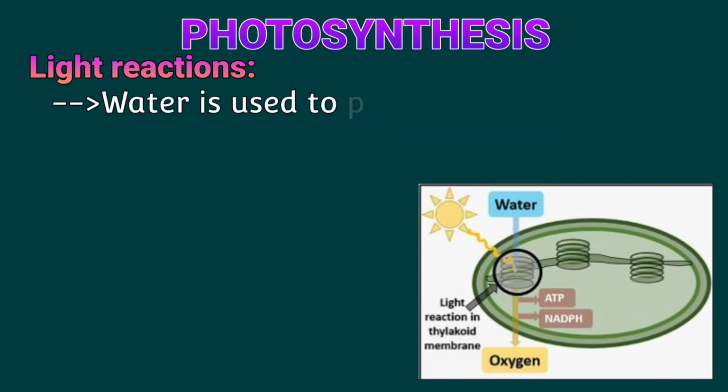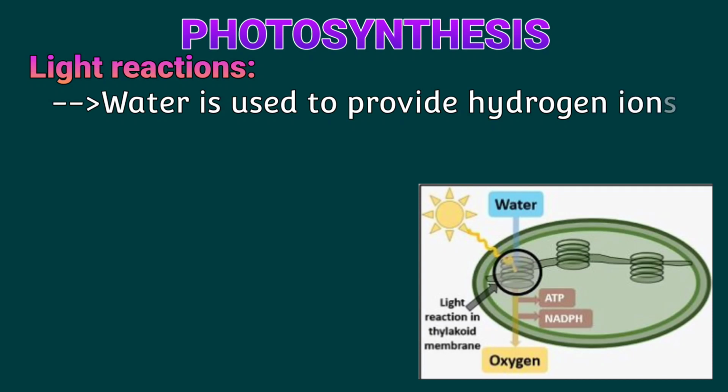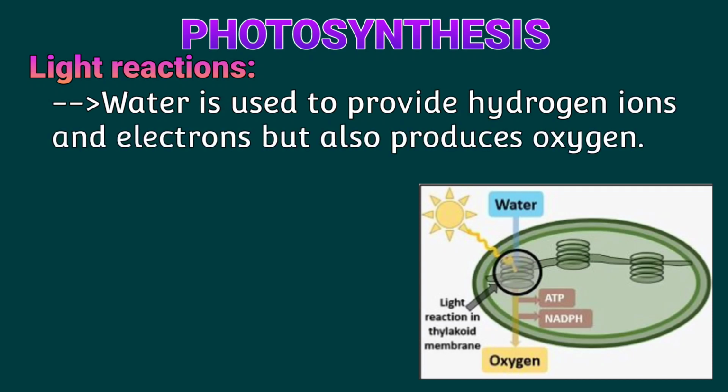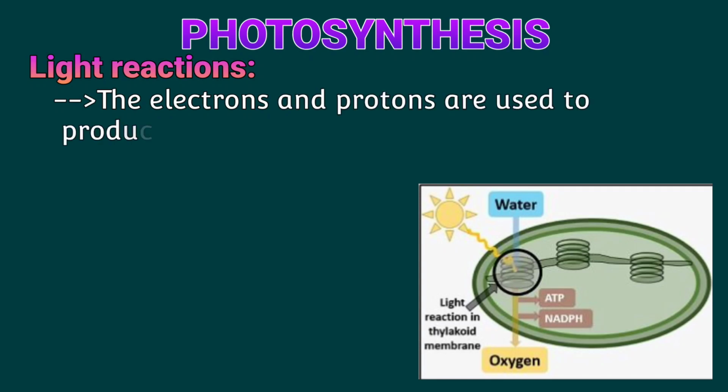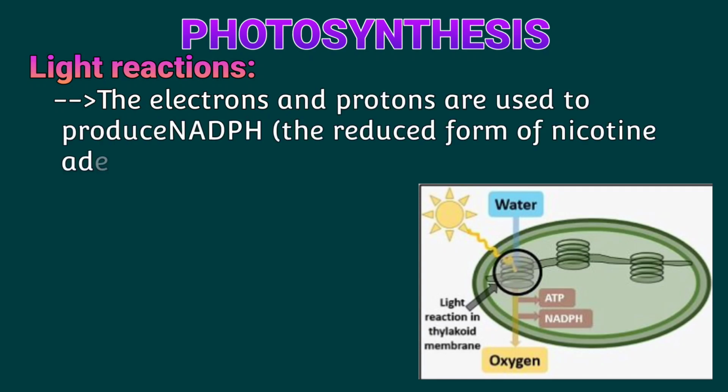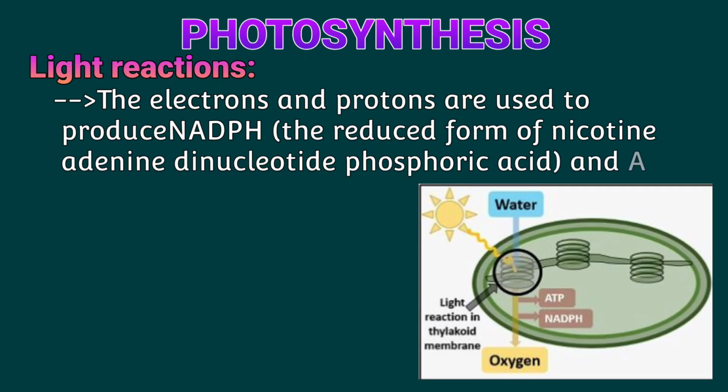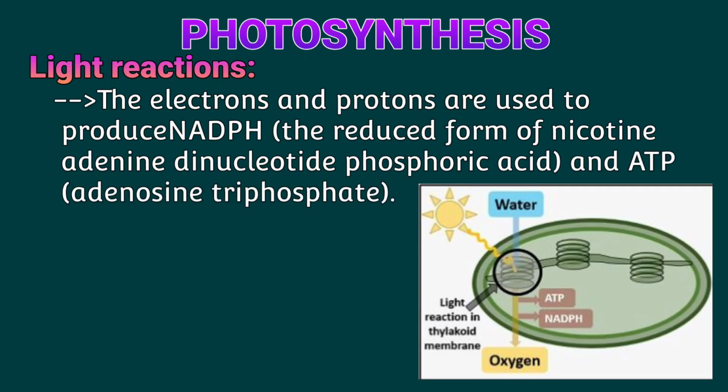Water is used to provide hydrogen ions and electrons, and it also produces oxygen. So look at the picture. The electrons and protons are used to produce NADPH and ATP.